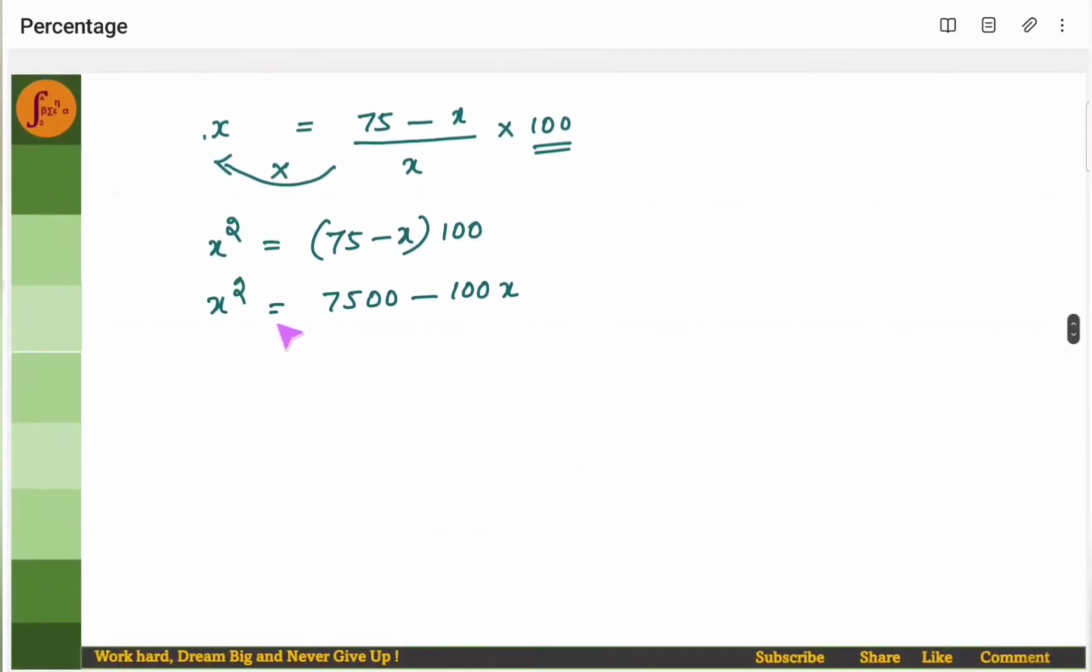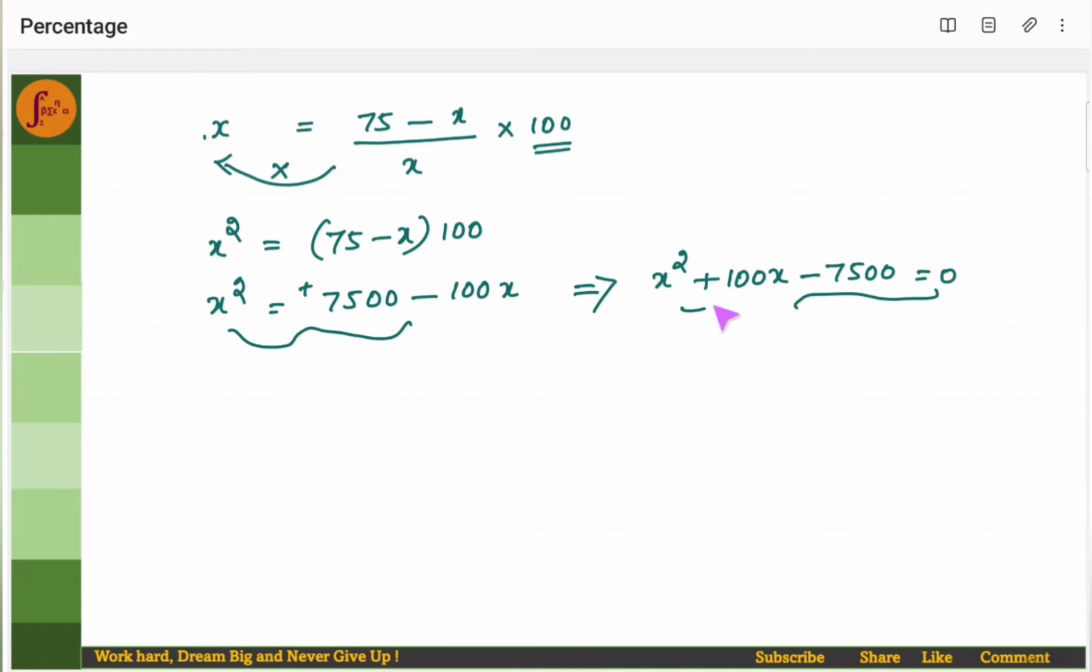So we'll rearrange and bring all the terms on one side. It's going to become X square. When you take 100x that side, it's going to become plus 100x. And when I take 7,500, it will become minus 7,500. If there's no sign, you assume it is plus, and when you shift it to the other side, it's going to become minus 7,500. Now this is an equation.